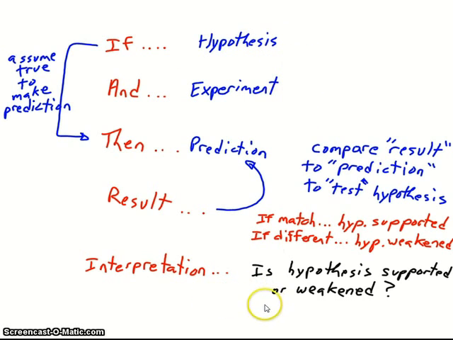So an interpretation is a kind of explanation. It's an explanation of the results. The results are just the results, what happened in the experiment. What we do is compare the results to the prediction in order to test the hypothesis. And whatever the outcome of that comparison, that's what we're going to put down here for our interpretation.